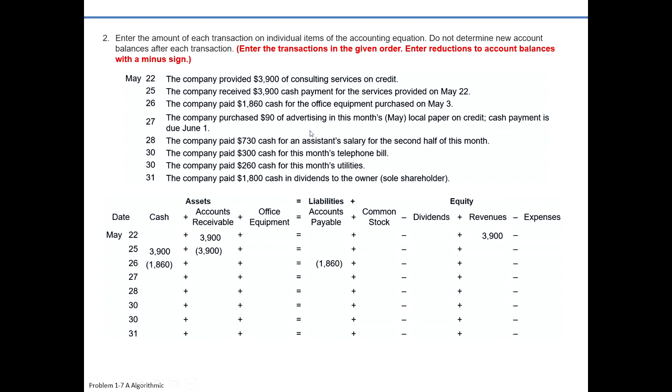On the 27th, the company is going to purchase $90 of advertising in this month's, which is May, local paper on credit. Cash payment isn't due until June 1st, so they're not going to pay until June. So we're not going to subtract from cash. We're going to increase the obligation or IOU to our vendors and suppliers by $90. So increasing accounts payable by $90.